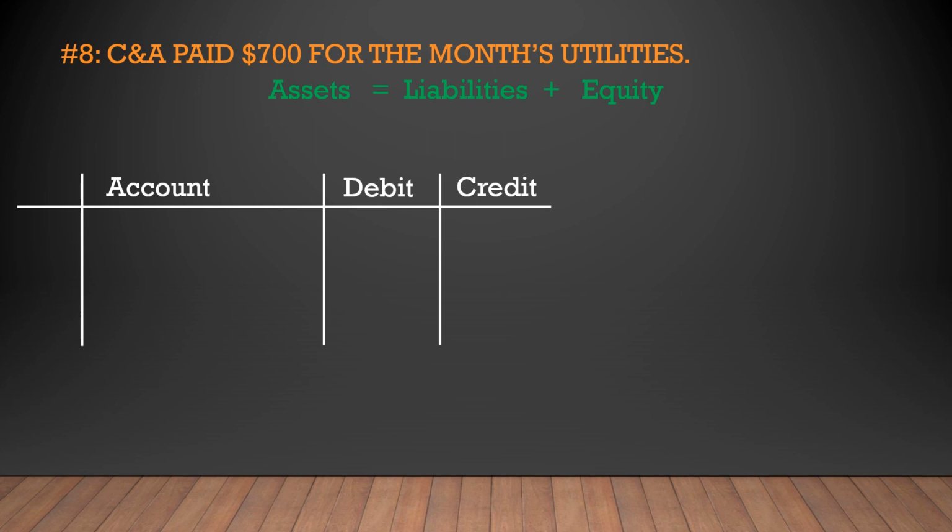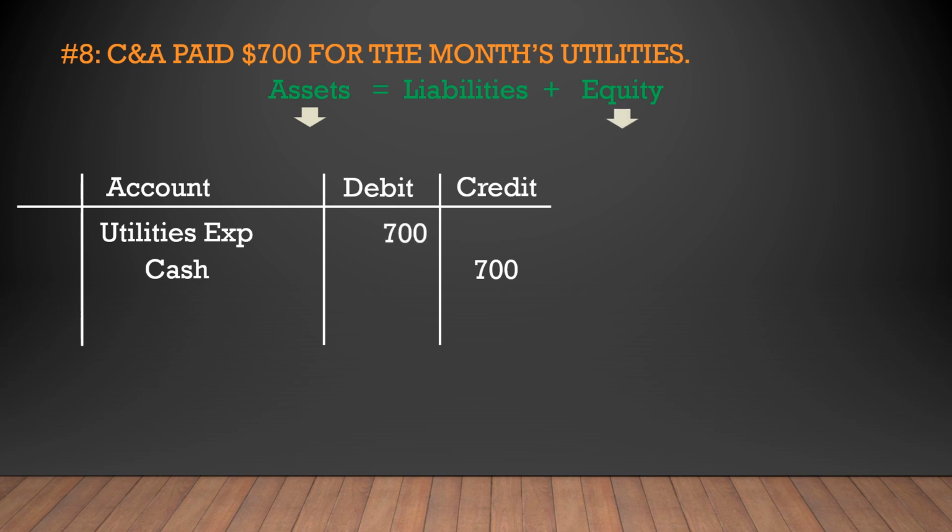Number 8. CNA paid $700 for the month's utilities. This transaction yields a decrease in our cash asset. On the opposite side of the equation, we're consuming a service from an outside party, so we have a decrease in equity via an expense. Decrease cash with a credit, and decrease equity with a debit to utilities expense.